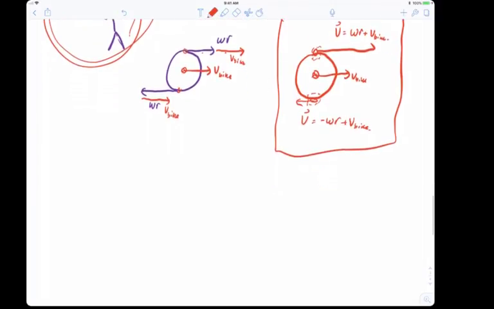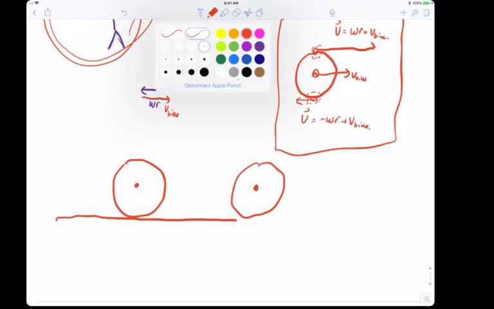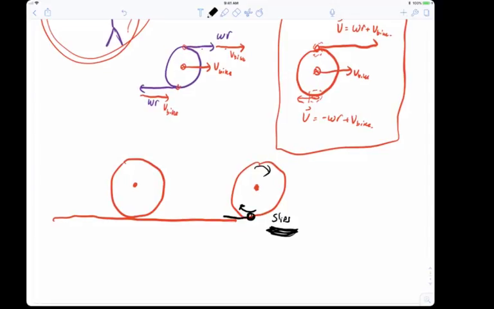Let's talk about what it feels like when you have a bike wheel. Okay, so here's the ground. So what's it like if your bike wheel on the ground slips? You know what I mean? Sometimes you see people in cars peeling out, so their tires are spinning faster than the car is moving forward. You can do the same on a bike. In those cases, what's happening is the bottom part of the bike is moving faster. What's happening in those cases is essentially the part touching the ground is slipping. Okay.